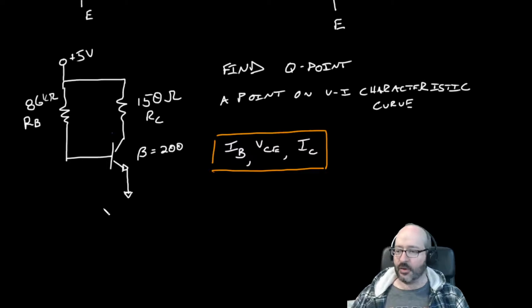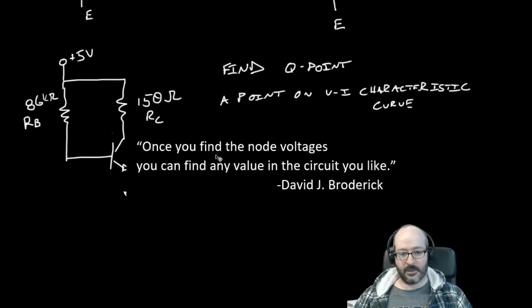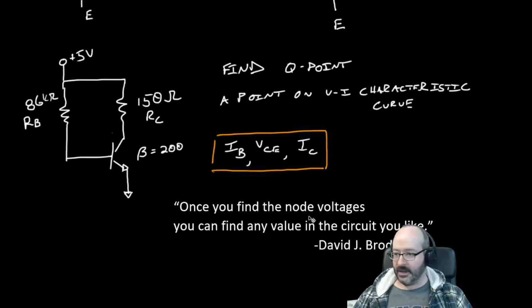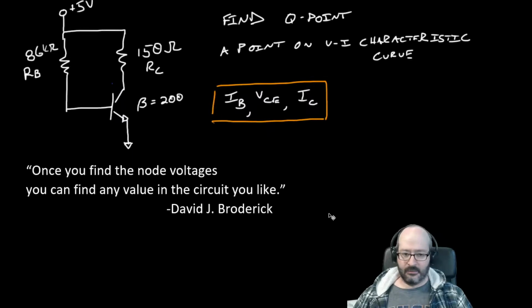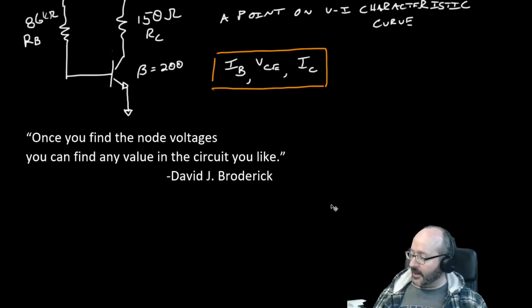But we'd like to use nodal analysis to find these values, because if we use nodal on this circuit, then we can go find any other value we would like in the circuit. That's a good quote, in my opinion, said by a very wise man in the field of circuit analysis. Once you find the node voltages, you can find any value you like in the circuit. So I want you to remember that, and remember which wise man said that. Really sharp guy, good looking too.